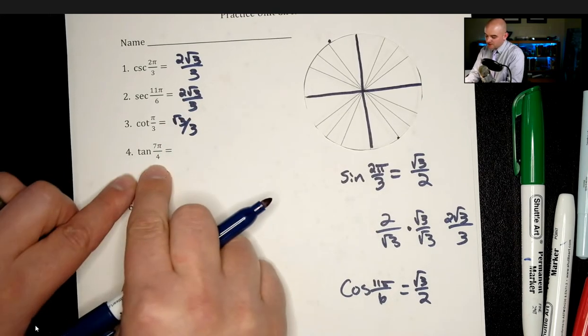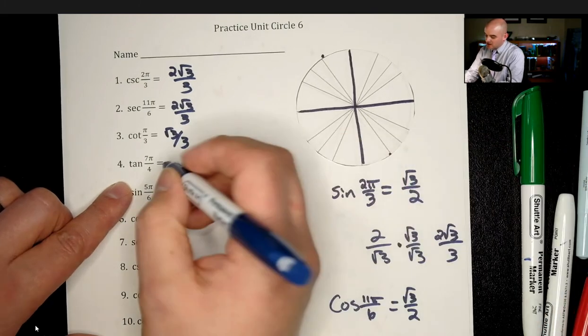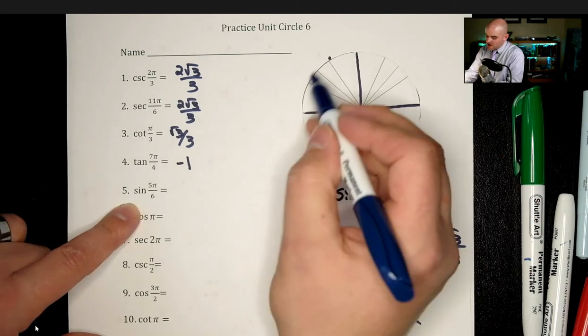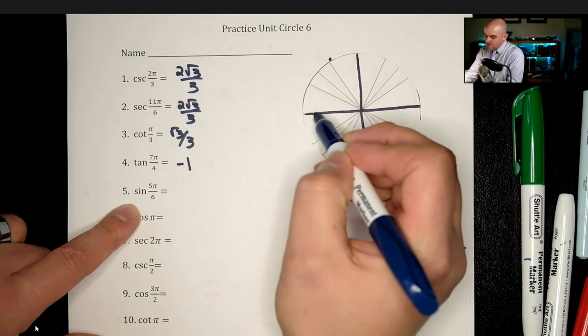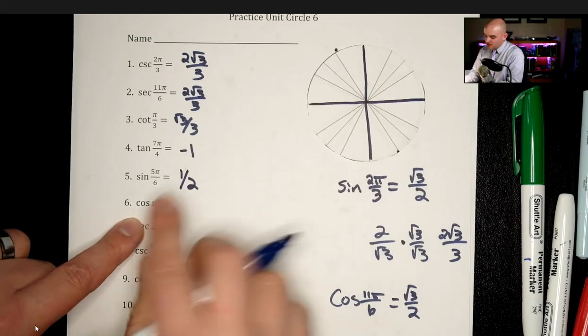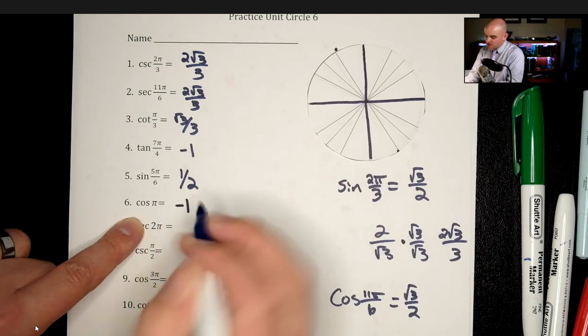The tangent of 7 pi over 4. Right here is 7 pi over 4. The slope of that line is -1. The sine of 5 pi over 6. 5 pi over 6 is right here. The y value right there on that triangle is 1/2. The cosine of pi. Pi is right here. The cosine is your x value. That's going to be -1.